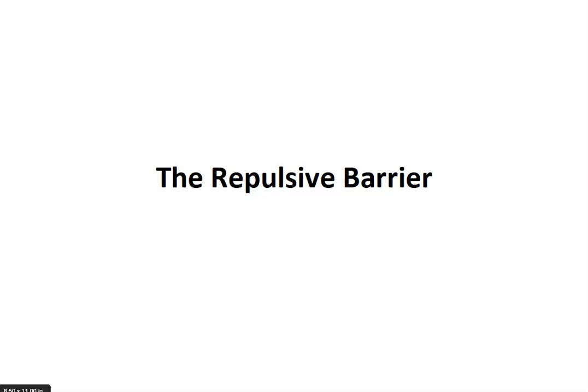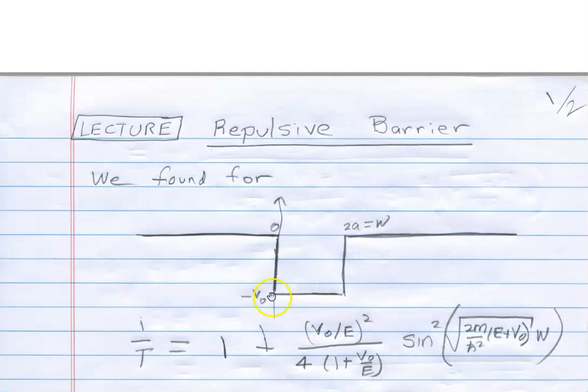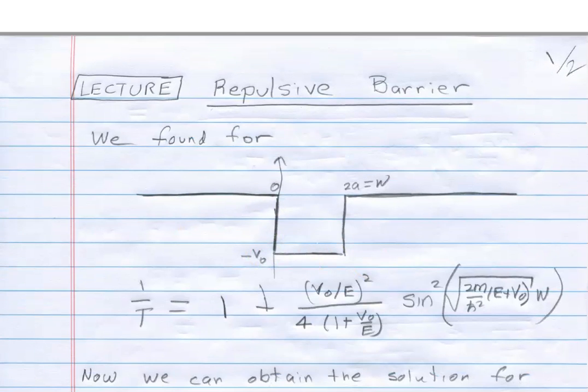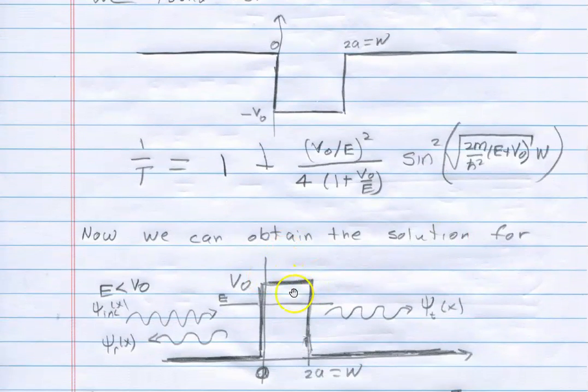Now we'll look at scattering off of a repulsive square well barrier, and we could work this problem exactly the way we did before. Remember, we found this rather long and involved calculation when scattering off of an attractive potential well. And now we'd like to look at scattering off of a repulsive barrier.